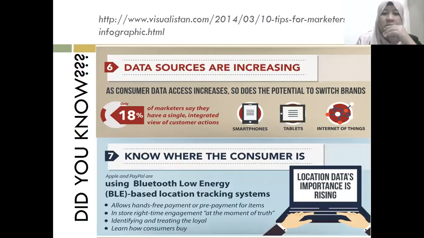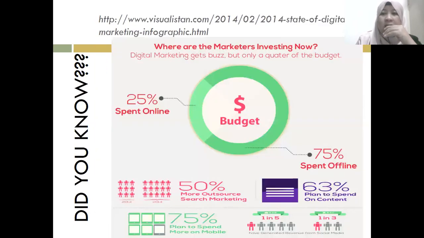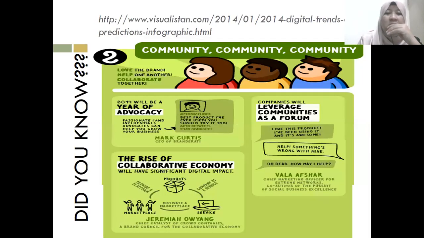And then we have data sources increasing through smartphones, tablets, Internet of Things. Location data importing is rising. So where are the marketers investing now? According to the statistics, 75% spent offline. It's different from this time around; I think this source is no longer valid. Now it's more online. 60% plan to spend on content, 50% more on outsourcing the marketing, 25% spend online. So it's different. Right now it's online digital marketing. You can read this on your own.